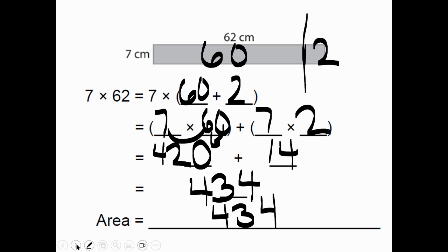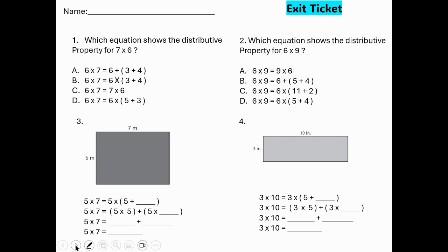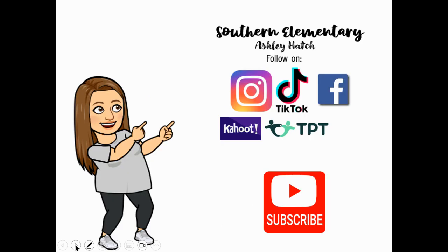Again, at any point, pause the video, practice this. The more you practice, the better you're going to get at this with the distributive property. All right, so pause the video, try these equations. Again, it's the distributive property. Practice, practice, practice, and you will get better at math.